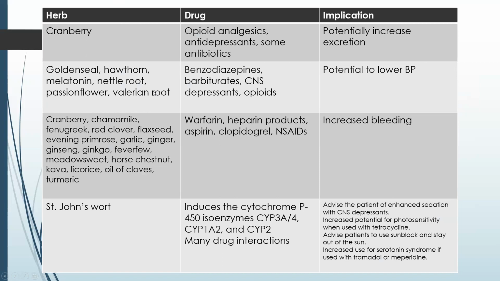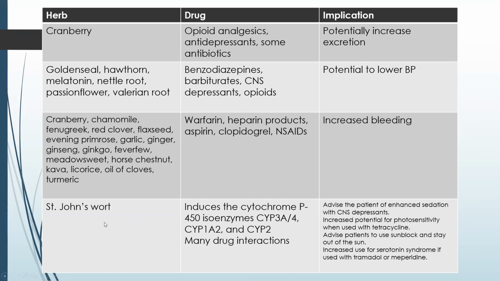Valerian has a sedative effect. So taken in conjunction with benzodiazepines, barbiturates, CNS depressants, opioids, it can potentially lower blood pressure, which, if your blood pressure is already low, could be not so great. And then there's just a huge list of different herb supplements here. Warfarin, heparin products, aspirin, these are all things that will thin the blood. They will increase bleeding. So all of these mixed with these is probably not a great thing for bleeding for the person.